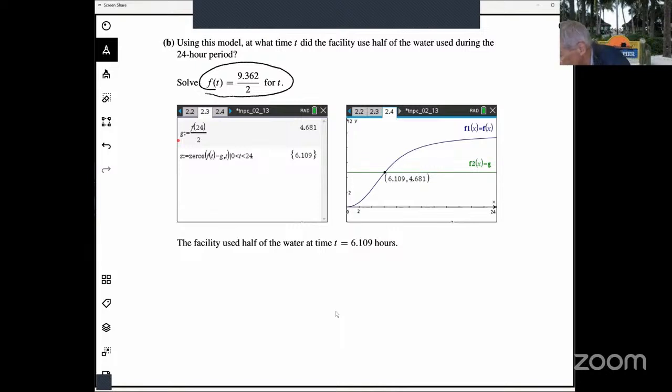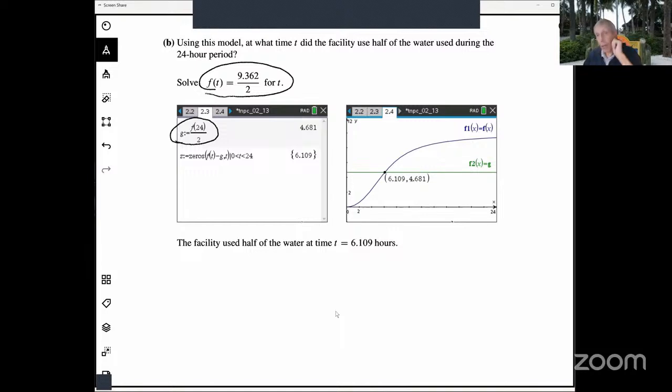I let a variable G be equal to f of 24 divided by 2. F of 24 is the total amount of water used by the facility in the 24-hour period. And I have to find when it used half of that amount of water. So I took that total amount divided by 2. I've got 4.681. That's the way it displays on the screen. But remember, it's stored much more accurately in the calculator. G has a much more accurate representation in the background.